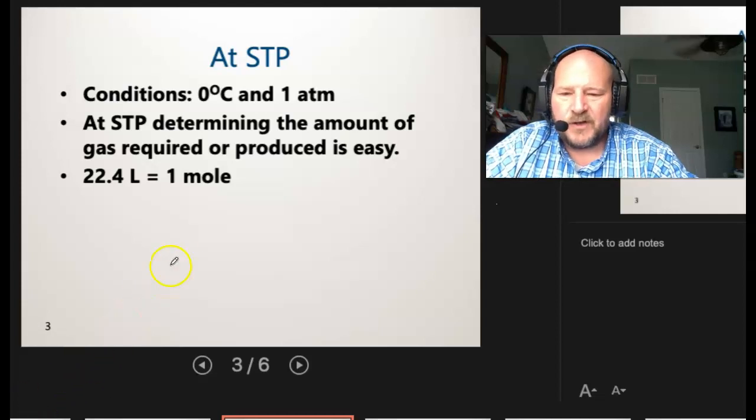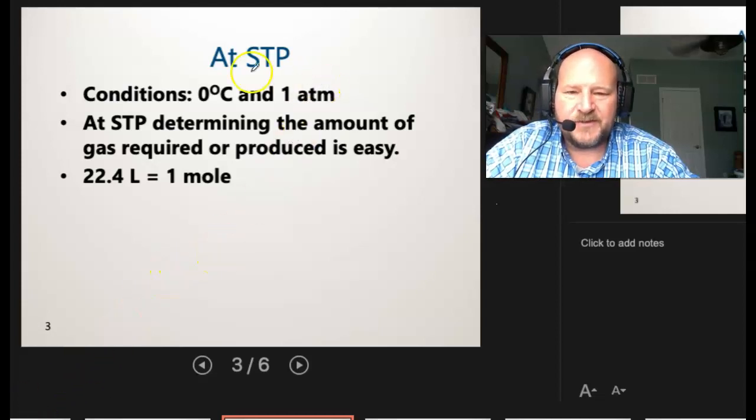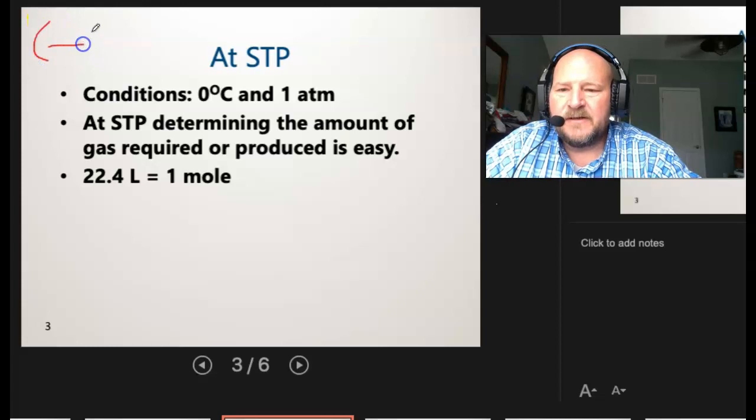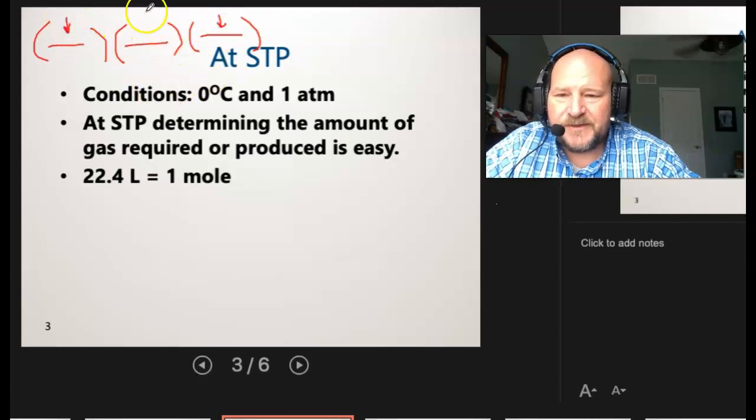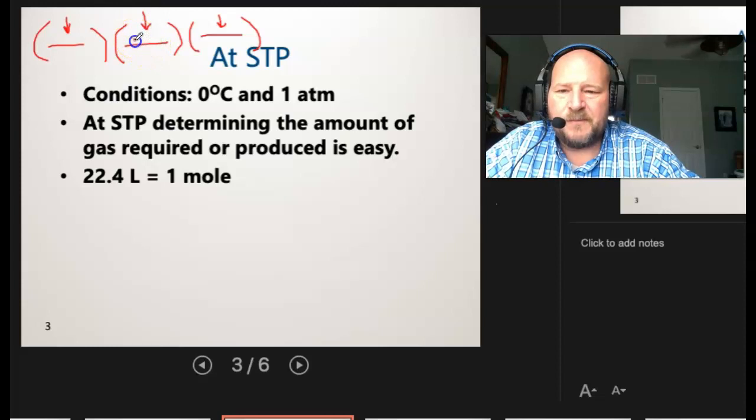So now if you remember when we were looking at stoichiometry, there were 3 steps, right? In our first step, we were going to go mass to mole. In our second step, we were going to go mole to mole. And then our last step would be mole to mass, right? So what we're looking at changing are these 2 end steps. This step in the middle will always be mole to mole, right?